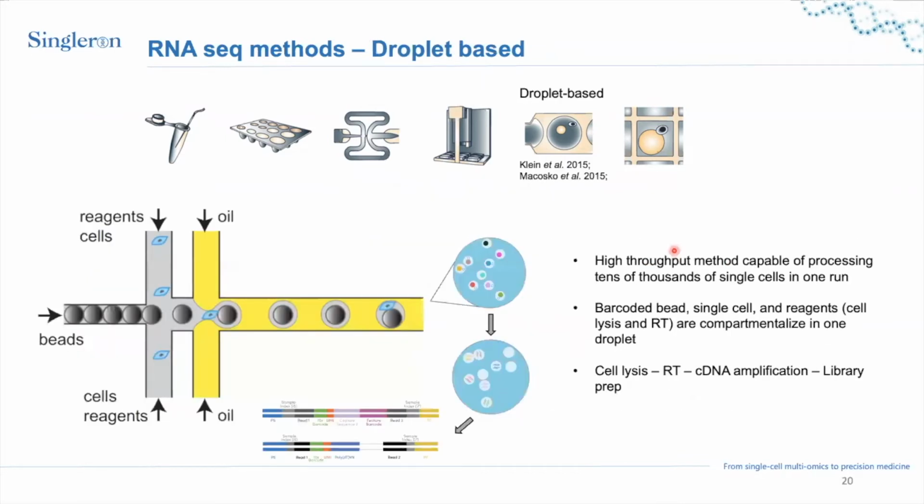Now we move to the high throughput systems. So the first one is droplet-based systems. In 2015, these studies came out, which describe high throughput droplet-based systems. And here what you're looking at is a microfluidic system. So here you see there are 2 different phases. This one is the aqueous phase, and this is the oil phase.